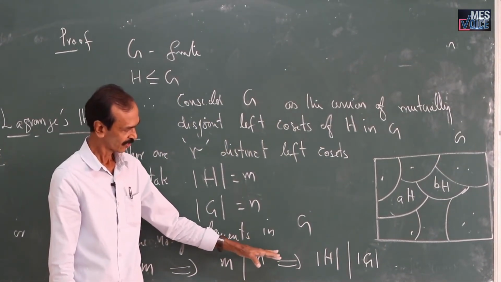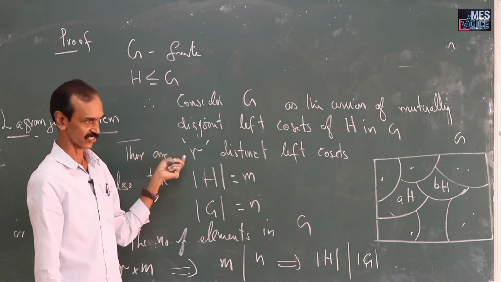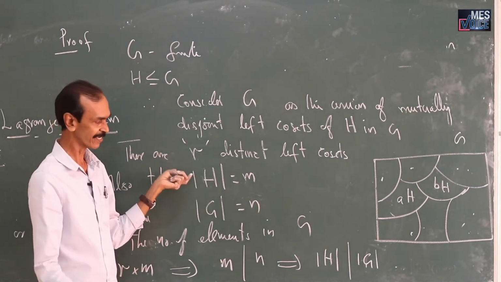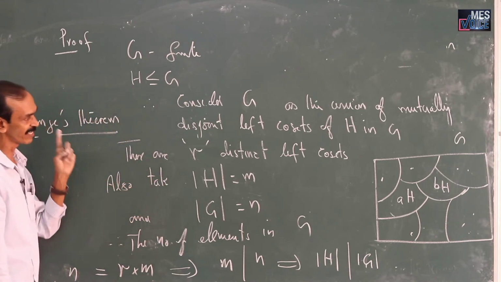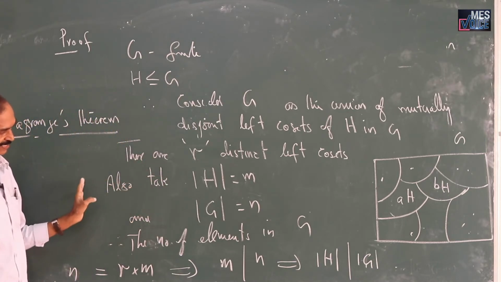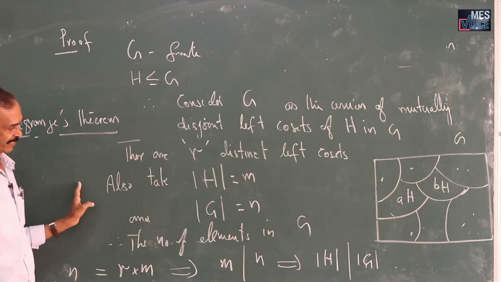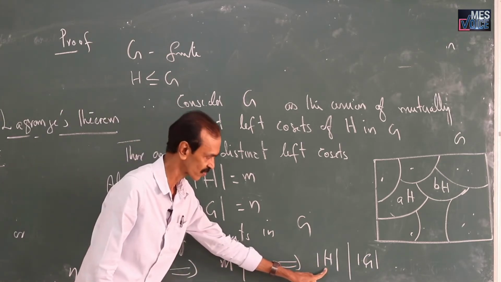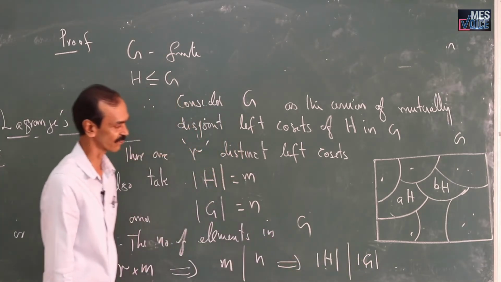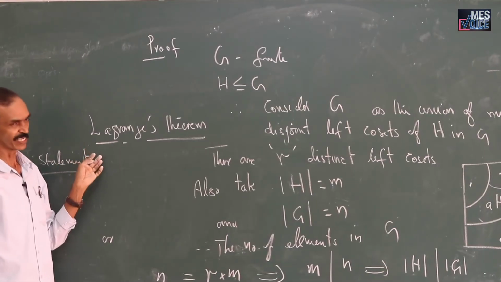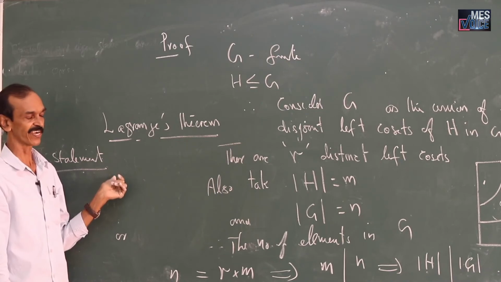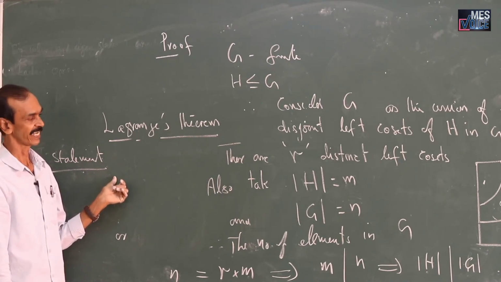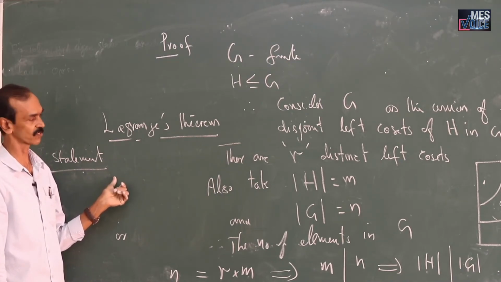Hence, the theorem of Lagrange is established. See once again, what is Lagrange's theorem? Lagrange's theorem says that if G is a finite group and H is a subgroup of G, then the order of H is a divisor of the order of G. There are two immediate corollaries for this particular theorem, which find several applications in our further studies in groups.